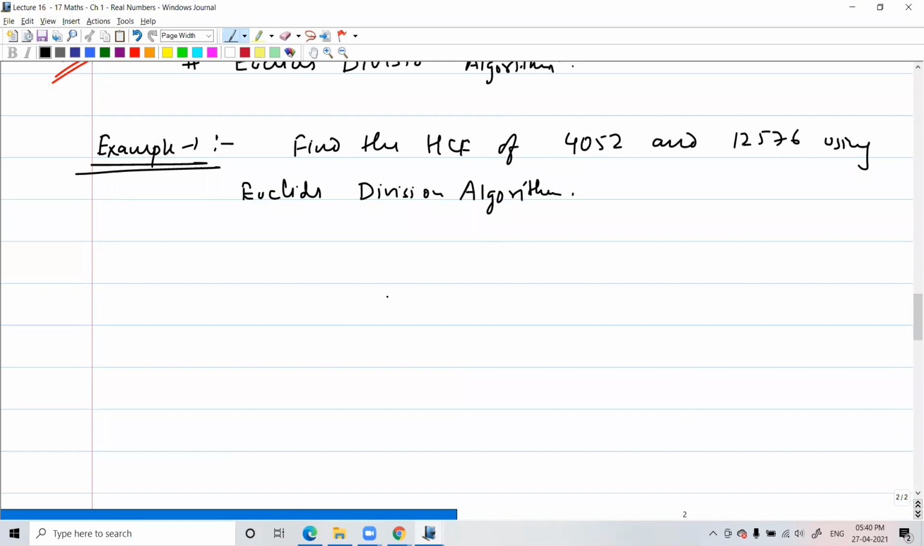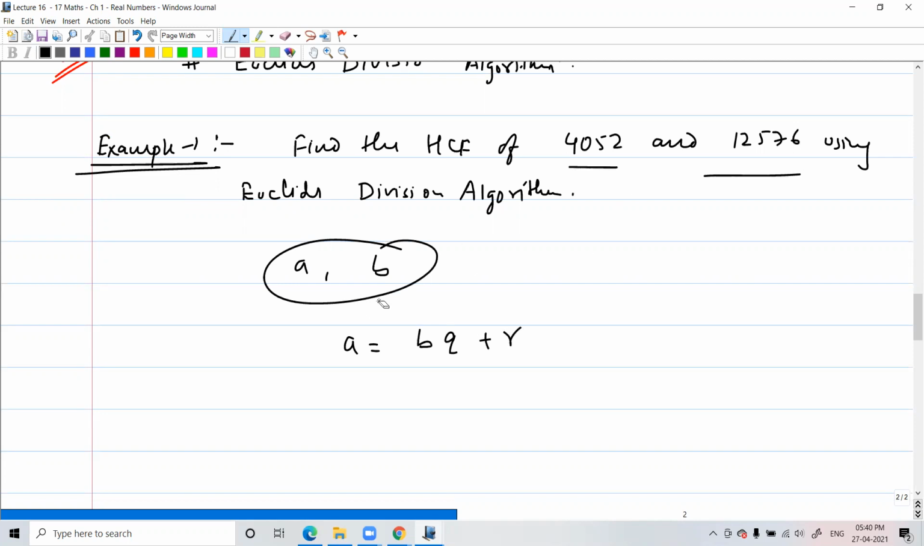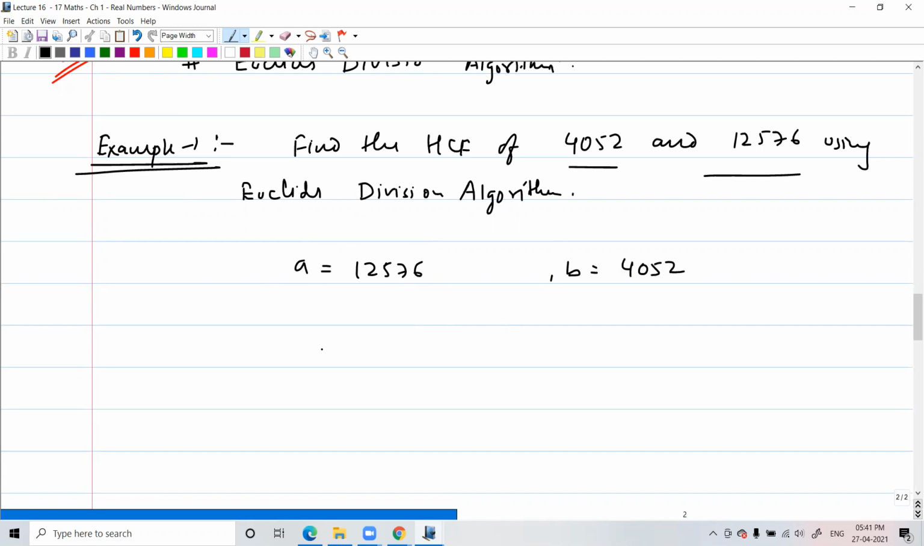It's the division algorithm. I told you that we can... what was the lemma? We have two numbers A and B. These numbers can always be written as A is equal to B times Q plus R. So let's try to write it. Which one will be our A and which one will be B over here? A is 12,576. Yes, the bigger number we will take as A and the smaller number will be 4052.